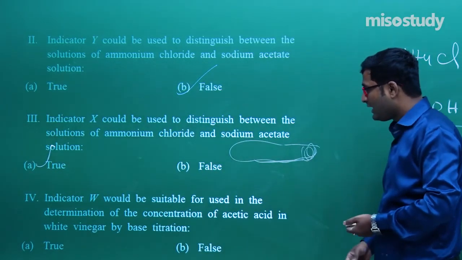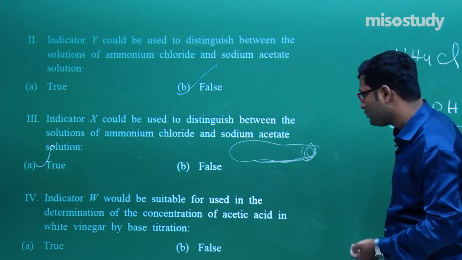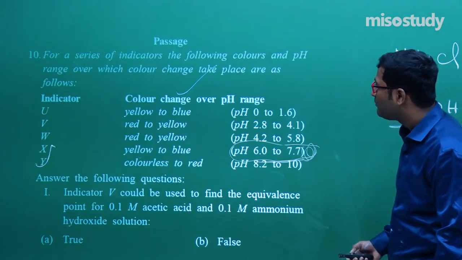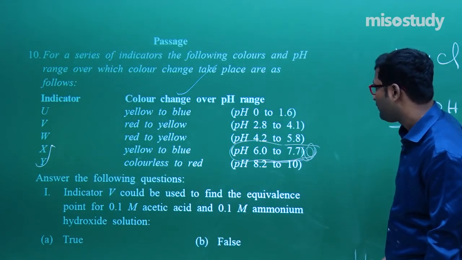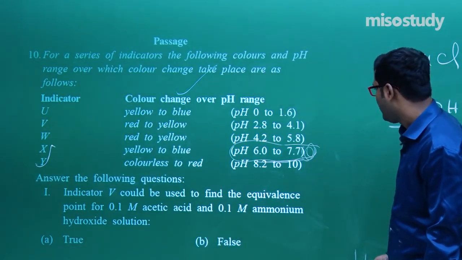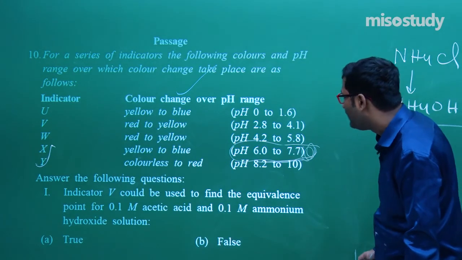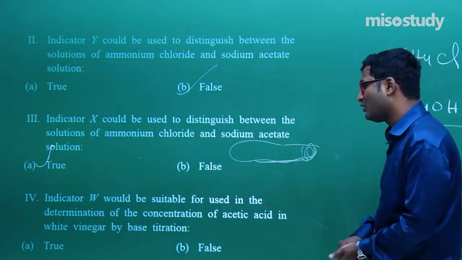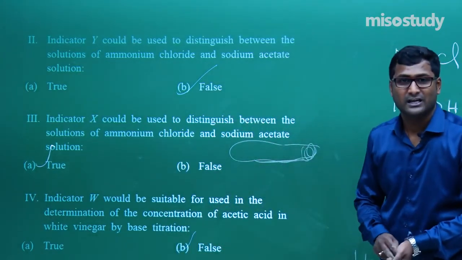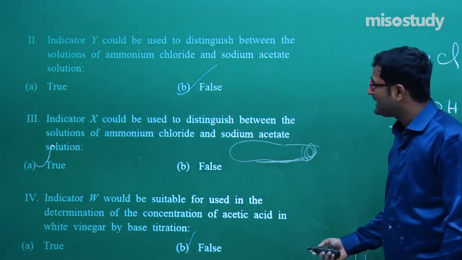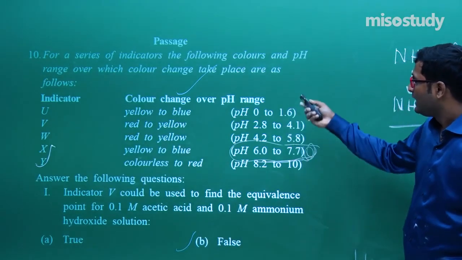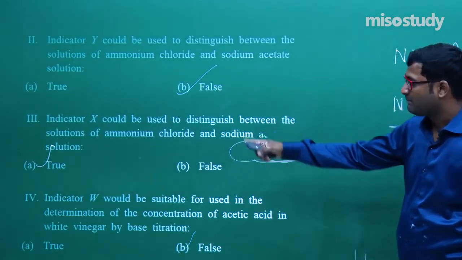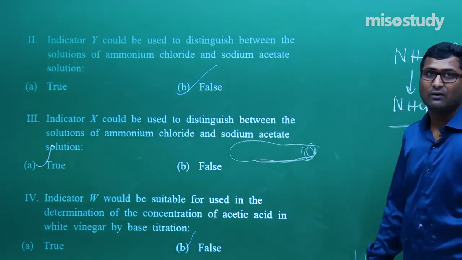And now for the last, indicator W would be suitable for use in the determination of the concentration of acetic acid in white vinegar. What is W? Find out the value, pH 4.2 to 5.8, W, red to yellow, but in this case it is vinegar titrated by base. So this one is also a false statement. Clear? This is the complete indicator discussion. Check it out. U, V, W, yellow to blue, pH, and false statement. Again here false statement, that one is true, and this one is a false statement.